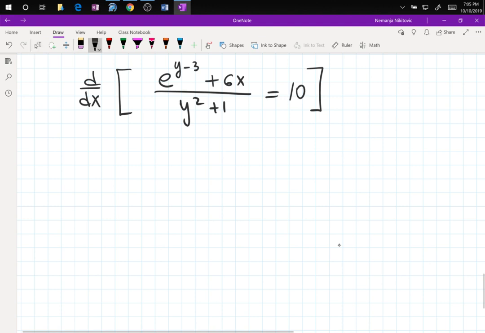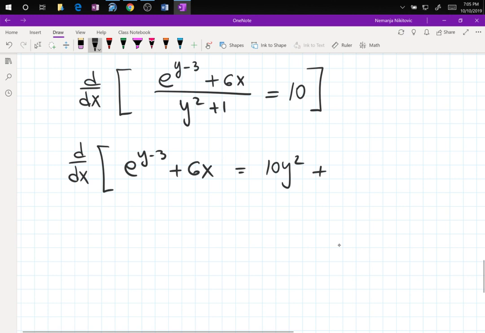So the trick is to cross multiply. So d/dx of e to the y minus 3, plus 6, equals 10y plus 10. I know, right? Just 400 years ago, I'd be burnt at the stake.